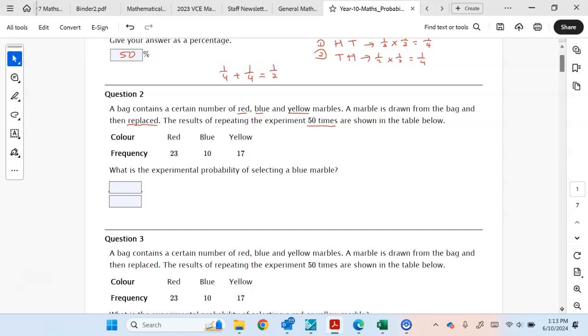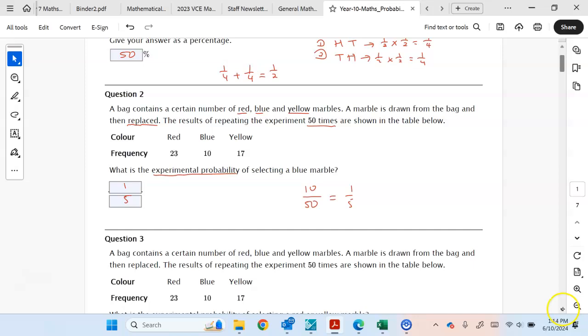Experimental is what actually happens. If we did something in theory, that would be theoretical probability. So if we had, say, the same number of red, blue, and yellow, it would be 1/3. That would be your theoretical probability. But we're doing the experimental. So what actually happened in this experiment? We've got 50 times and we had 10 blue. So 10 over 50, and you should simplify that, so that becomes 1/5.